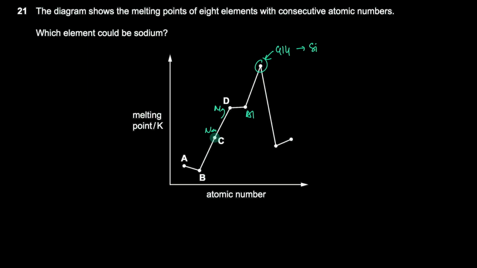C is your group 1 metal. And then before that, we have neon, which is a noble gas. So it has a very, very low melting point.